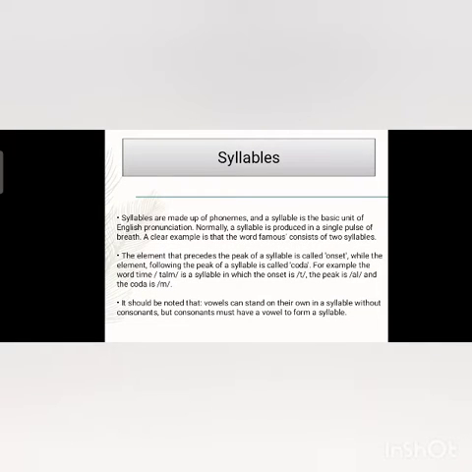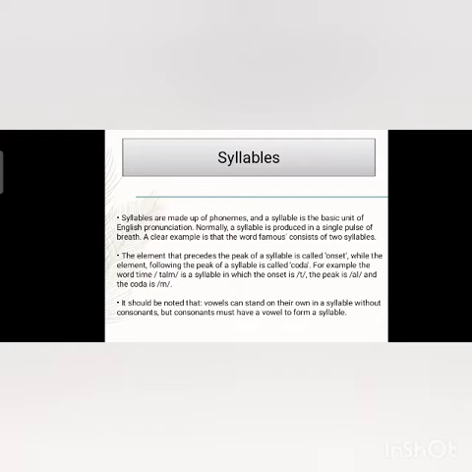Syllables. Syllables are made of phonemes, and the syllable is the basic unit of English pronunciation. Normally, a syllable is produced in a single pulse of breath. A clear example is that the word famous consists of two syllables.